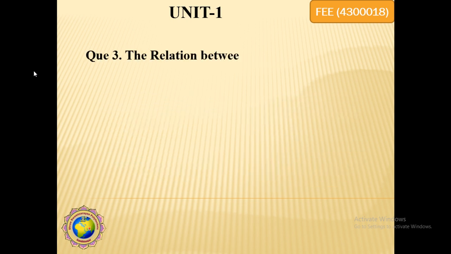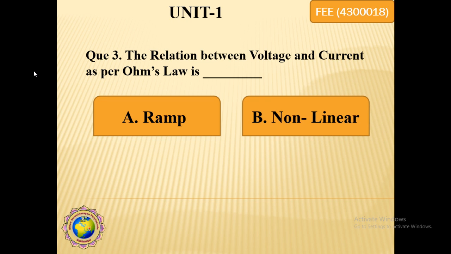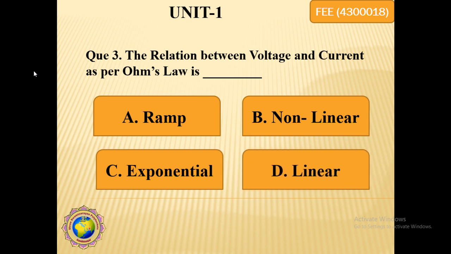Question number 3. The relation between voltage and current as per Ohm's law is. This question says that when you draw the graph of voltage and current as per Ohm's law, which type of curve is generated? And the options are A ramp, B non-linear, C exponential form and D linear.